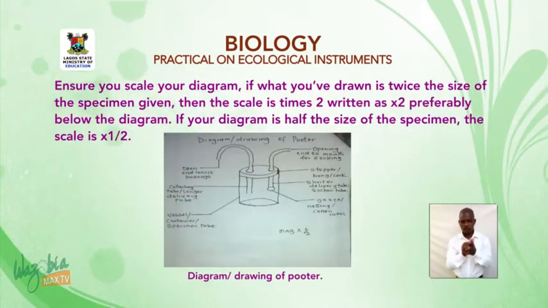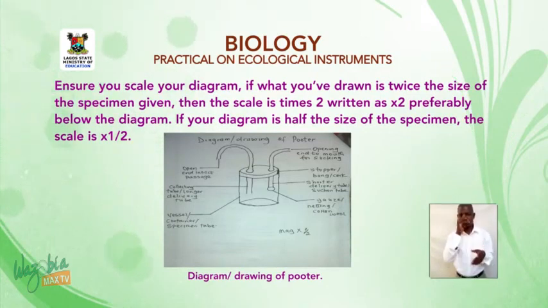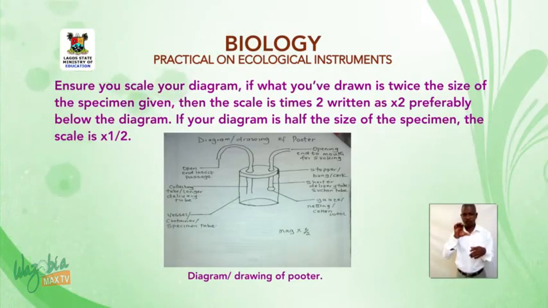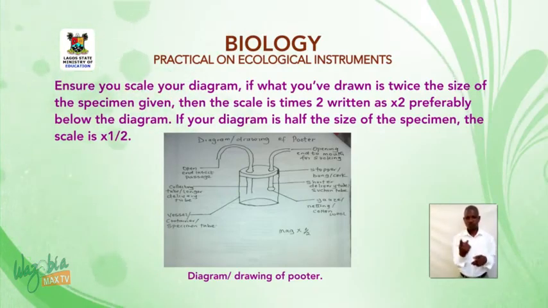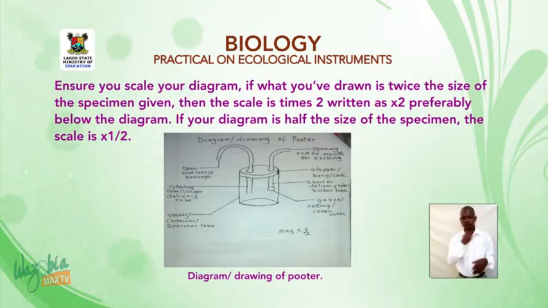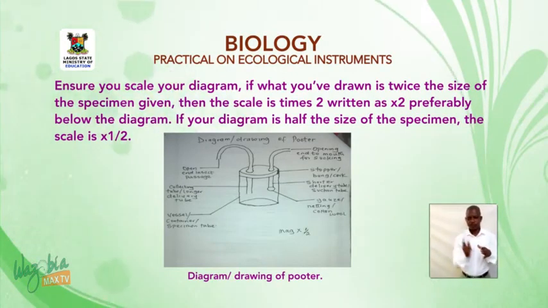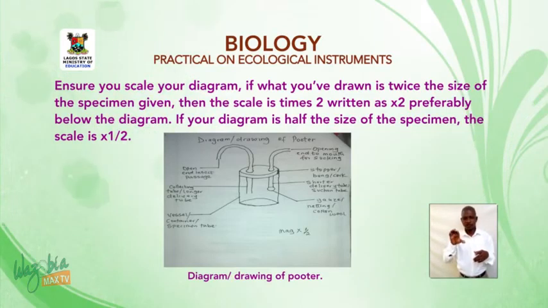Ensure you scale your diagram. If what you have drawn is twice the size of the specimen given, then the scale is ×2, written as multiplication sign and 2, preferably below the diagram. If your diagram is half the size of the specimen, the scale is multiplication sign and half.